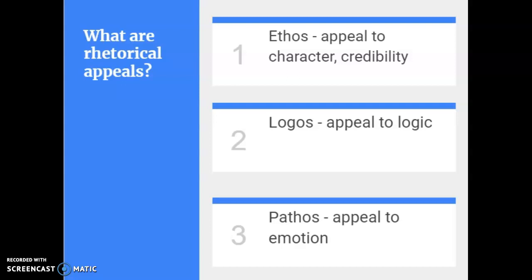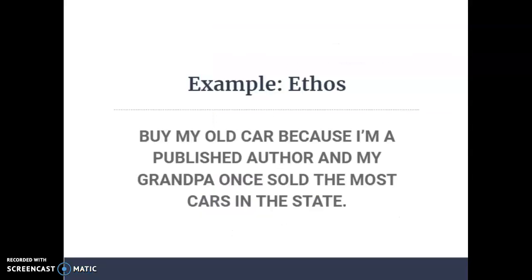And so ethos is when the speaker or the author is trying to appeal through their character or credibility. Logos is using logic to make the appeal, and then pathos is an emotional appeal with the audience. So just to give you some examples, if you're trying to sell your car, you may appeal through ethos, and you might say, buy my old car because I'm a published author and my grandpa once sold the most cars in the state.